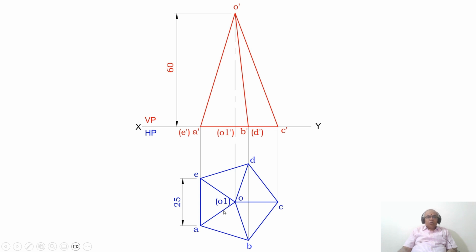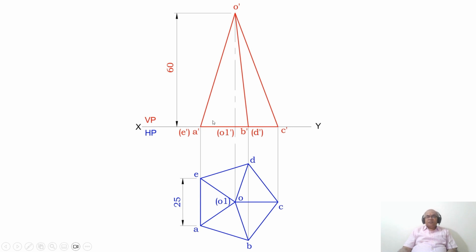Then join O to A with a dark line, O to B, O to C, O to D, and O to E with a dark line. Then you join A to B, B to C, C to D, D to E, E to A with a dark line. So this is how you will be able to draw the pentagon.